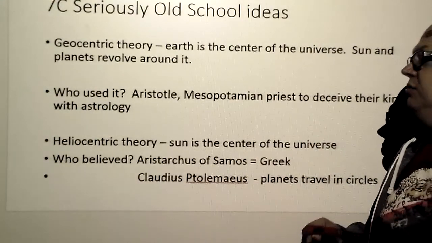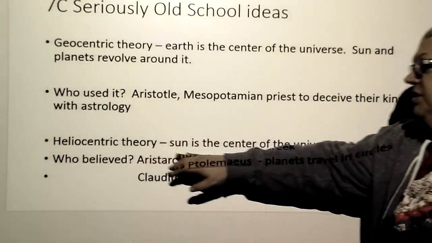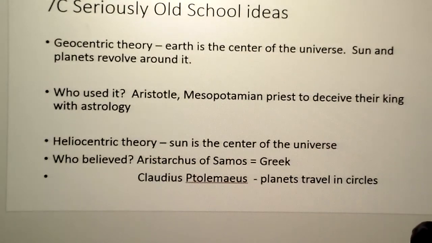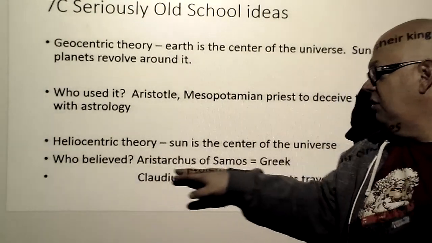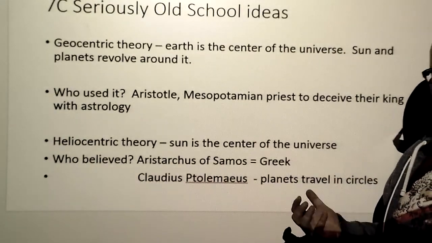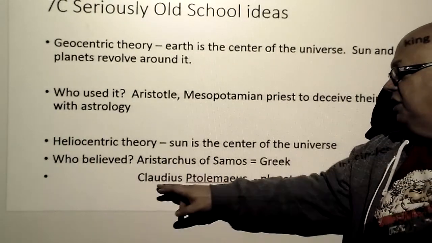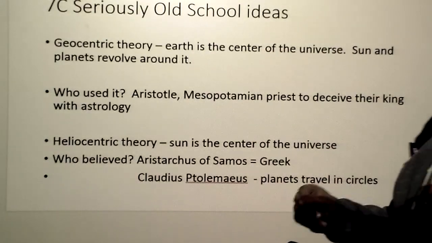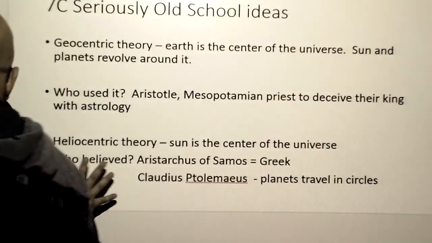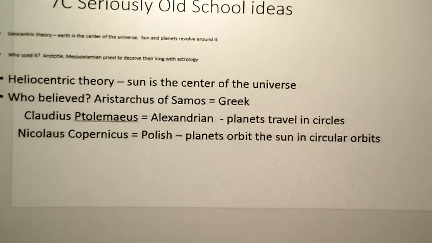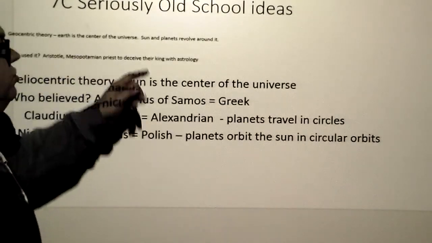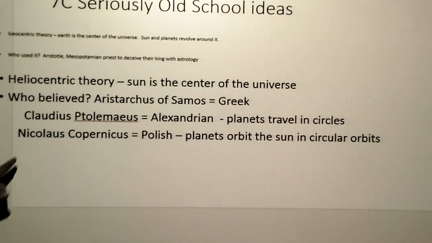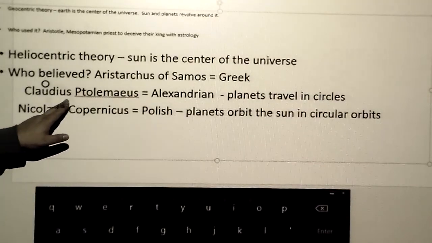Then, later on, there was something called the heliocentric theory, where the sun is at the center of the universe. Now, who believed it? Well, there was Aristarchus of Samos, who was a Greek. We also had Claudius Ptolemaeus, where planets travel in circles. Well, now we're getting a little bit closer to what we understand today. We know that the geocentric theory wasn't going to work. The Earth is not the center of the universe.